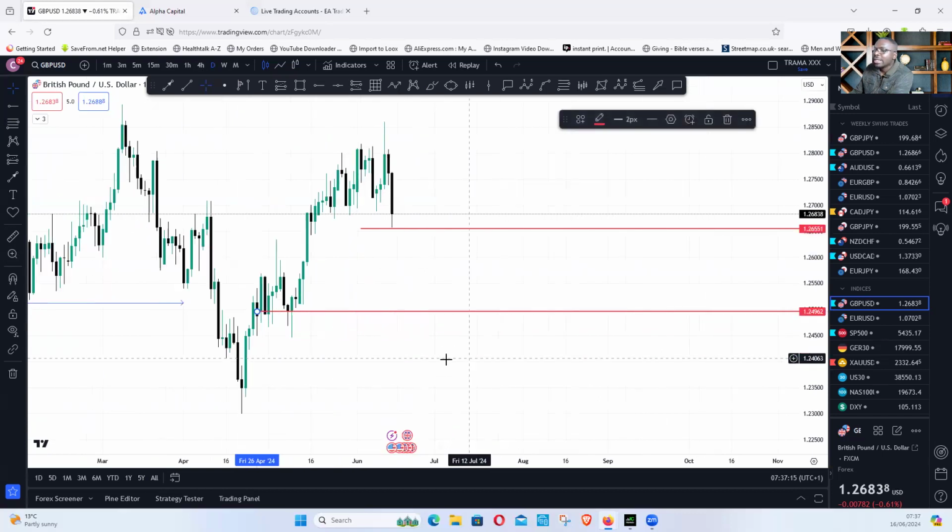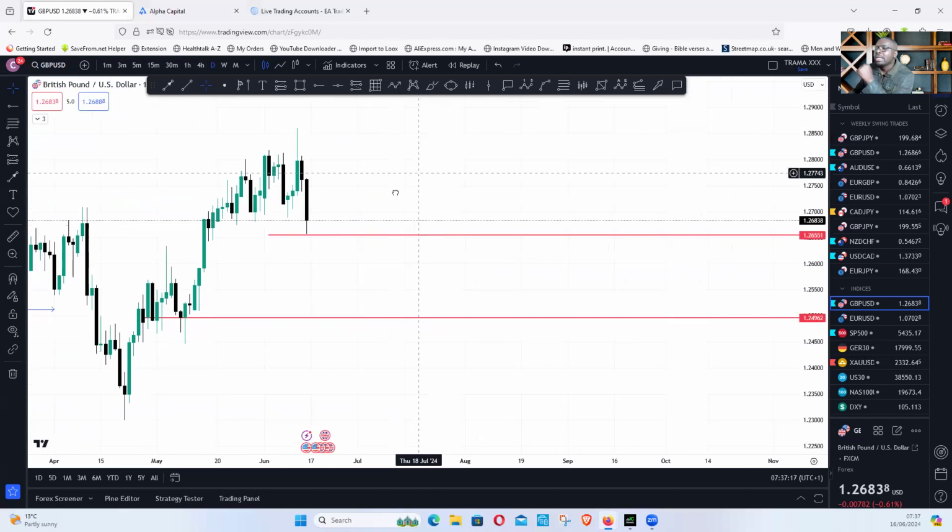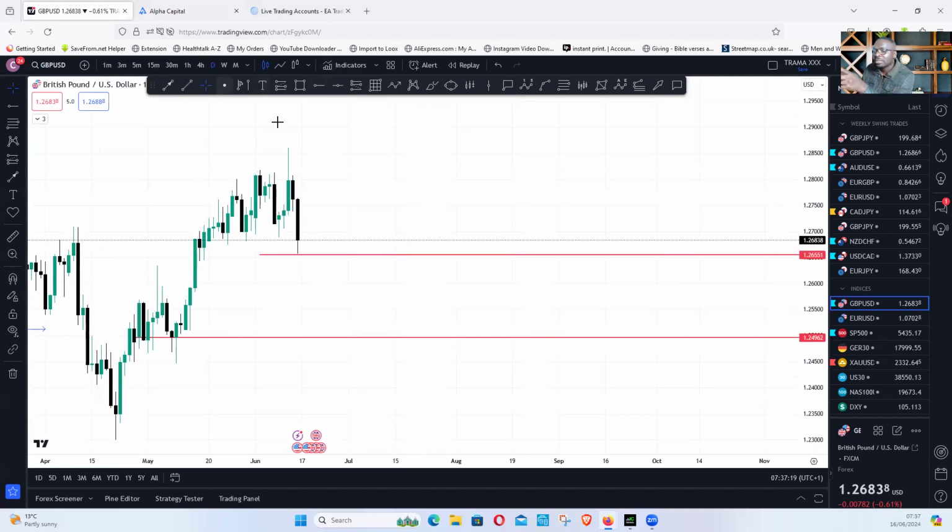So let's look at that angle first, and then we're going to put on the daily now. This is on the daily because it appears that GU wants to start selling. So a new downtrend is beginning, and we need to be able to catch that.